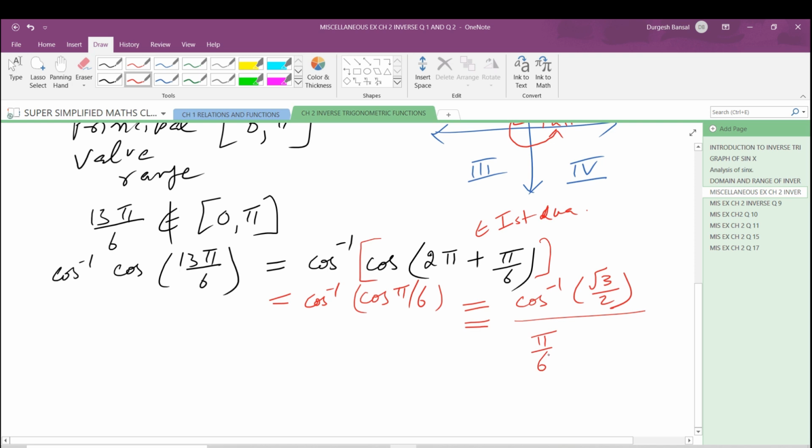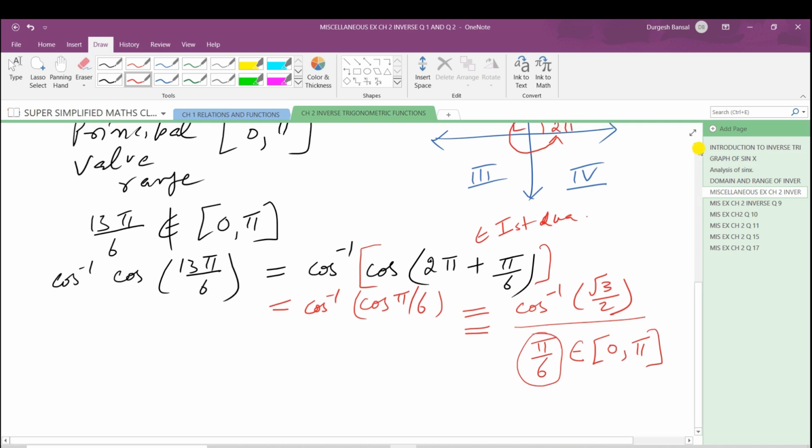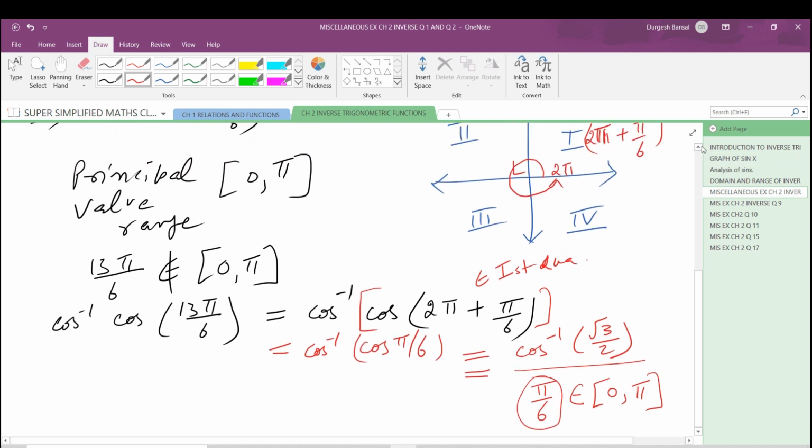Now once you get the value of the given inverse function, you have got the value pi by 6. You have to check whether this value pi by 6 belongs to the closed interval 0 to pi, because the principal value range of the cos inverse function is the closed interval 0 to pi. Yes, it very much belongs to 0 to pi, and this implies that the required value of the given inverse trigonometric function is pi by 6.